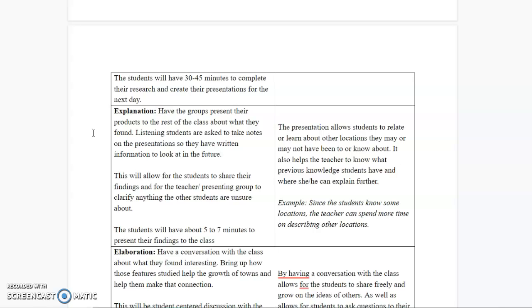This allows the students in the presenting group to share their findings and to clarify anything that the students that are listening aren't sure about. They're going to have about 5 to 7 minutes to present their findings to the class.